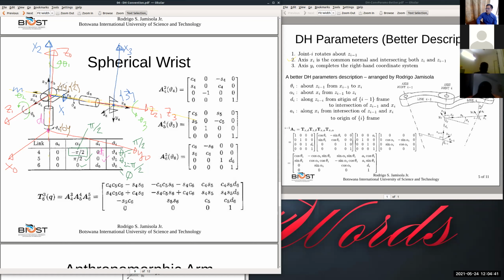Now D3, along Z2. So along Z2 from the origin of frame 2. Origin of frame 2 is here, to the intersection of Z2 and X3. Z2 is this one and X3 is this one. From here, origin of frame 2, to the intersection of Z2 and X3, from here to there along Z2. So this distance was assigned to be D5, or is it D6? I think that's D6, but we assign it to be D3 because we don't want to confuse ourselves in terms of indexing. So we put it D3.